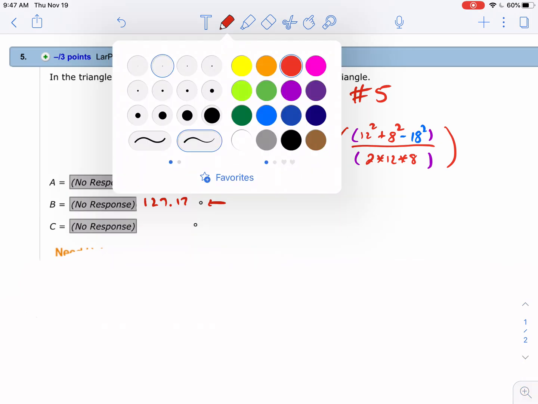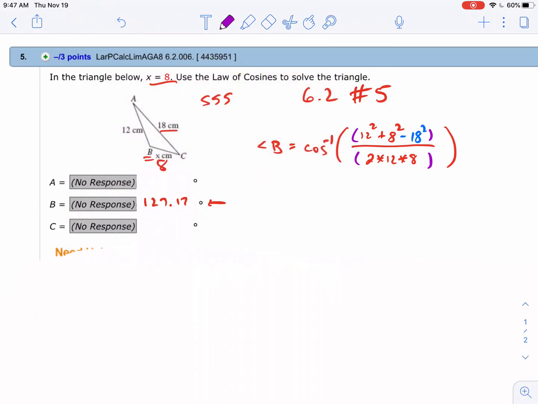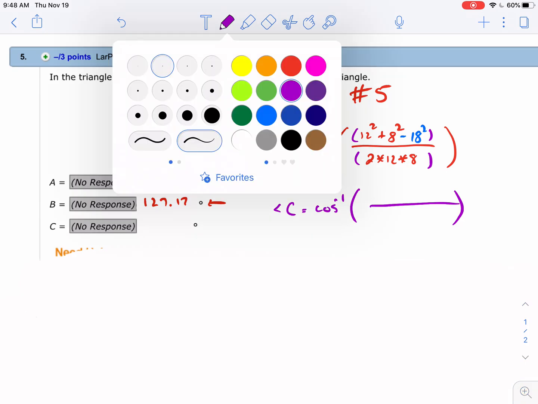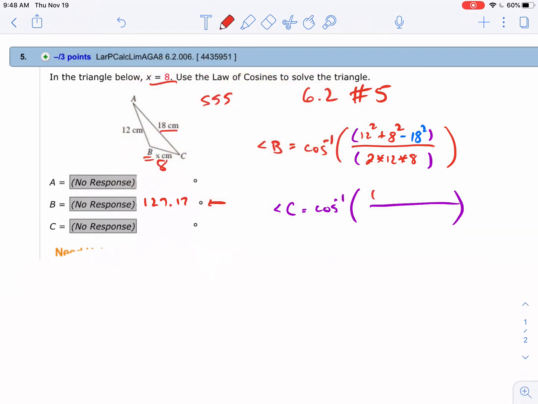Now, to find the other angles, you would go ahead and do the same process. You just pick a different one. So let's go ahead and do angle C next. So angle C, cosine inverse. Create your top and the bottom, and then you also want to make sure that you're opening and closing your top and the bottom as well.